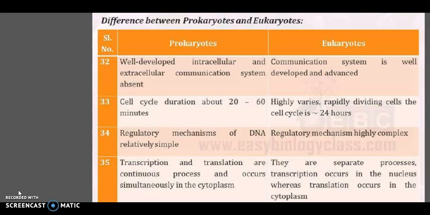A well-developed intracellular and extracellular communication system is absent in prokaryotes and present in eukaryotes, and it is very developed and advanced. Cell cycle duration is about 20 to 60 minutes in prokaryotes, whereas it varies in eukaryotes, and in rapidly dividing cells, the cell cycle is around 24 hours. The regulatory mechanisms of DNA are relatively simple in prokaryotes and complex in eukaryotes. Transcription and translation are a continuous process and occur simultaneously in the cytoplasm of prokaryotes, whereas in eukaryotes they are separate processes. Transcription occurs in the nucleus, whereas translation occurs in the cytoplasm.